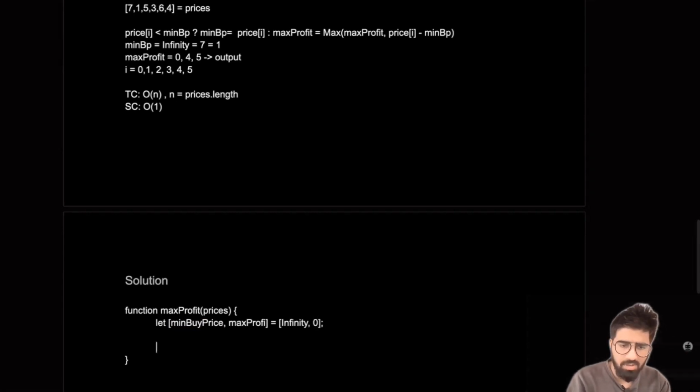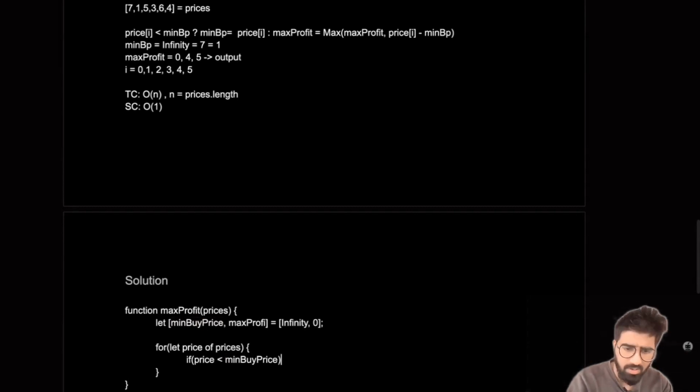Now let's loop over our prices. I'm using the of syntax. I can select price of prices. This of syntax will basically give me one by one price out of this prices array. Then inside this loop, I can check if my price is less than the minimum buy price, then simply update my minimum buy price to the price. We are using Google Docs, so this indentation is a bit tricky, but we can practice coding on this, and then we will get used to the interview environment.